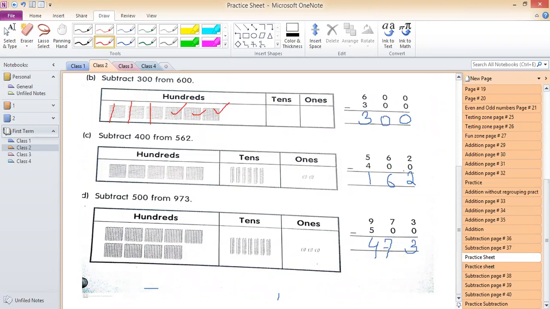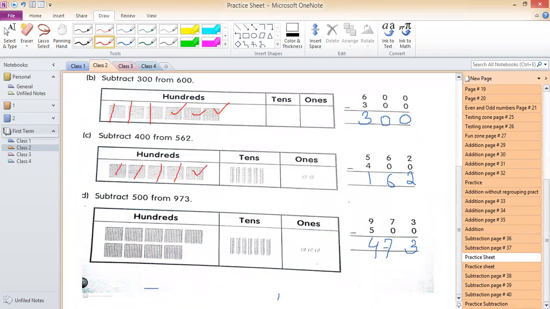Now, 0 out of 2 is 2. 6 minus 0 is also 6. 5 minus 4 is equal to 1. Okay, 3 minus 0. Now for the D, guys, 5 minus 4 is equal to 1. How is 5 minus 4 equal to 1? These are 500s. Cut 4. 1, 2, 3, 4. So only 1 is left.